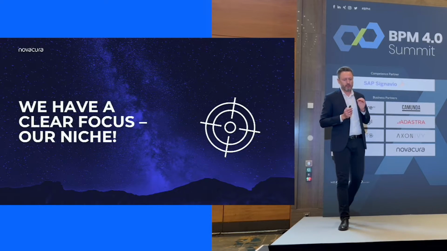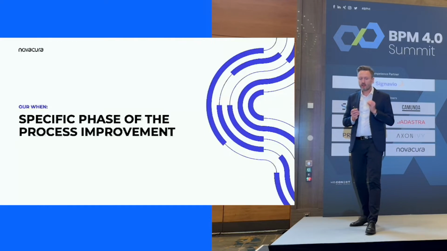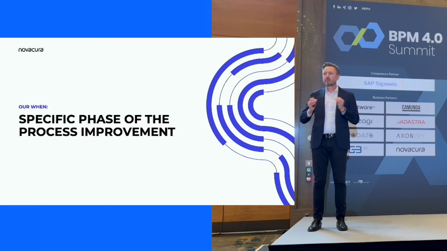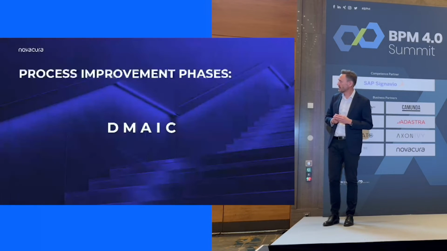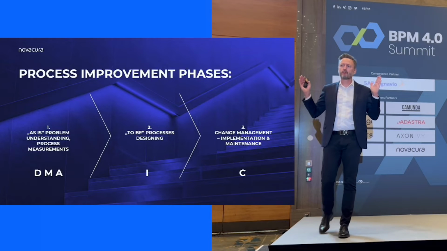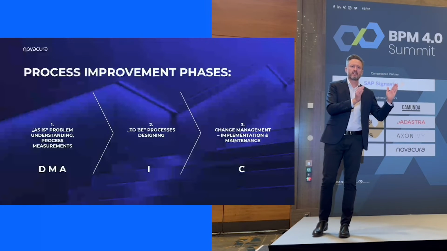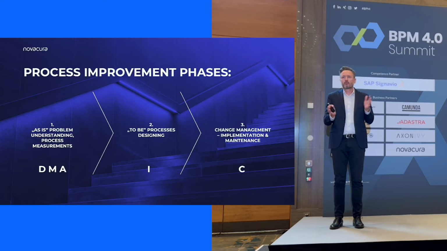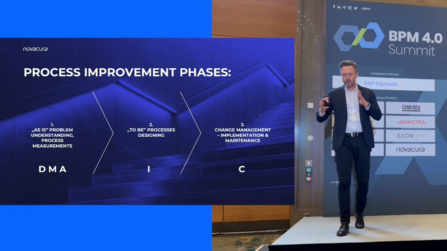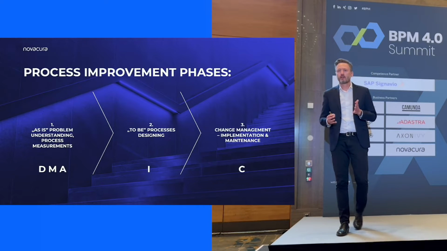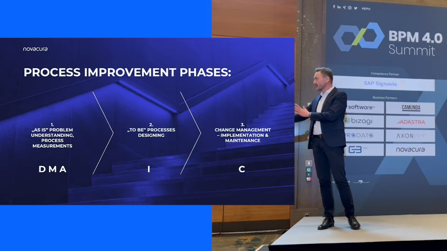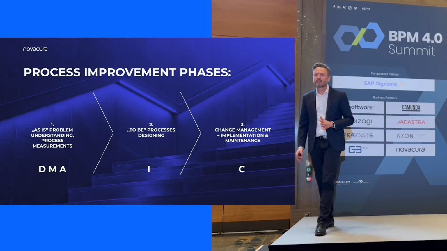So let me first focus on the first dimension, which is when. Which specific phase of the process improvement do we support the most? If you look at the typical improvement process, I have simplified it a little bit. I divide it into 3 phases. First is as-is analysis. You need to start with problem identification. You need to measure the process, as we heard in the previous presentation. You need to somehow understand the problem. The second phase is when you design the future to-be state. And the third phase, no surprise, you finally need to implement it.